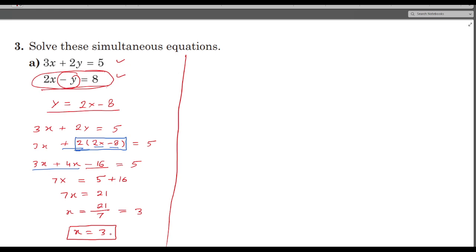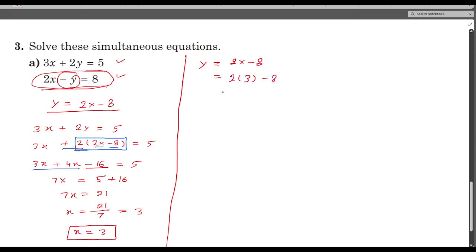Now here, once we get the value of x, I will say that the value of y is equal to 2x minus 8, which is equal to 2 times 3 minus 8, which is 6 minus 8, which is minus 2. Okay, so y is minus 2. Now what you can do, you can cross check these values if you have any doubt.